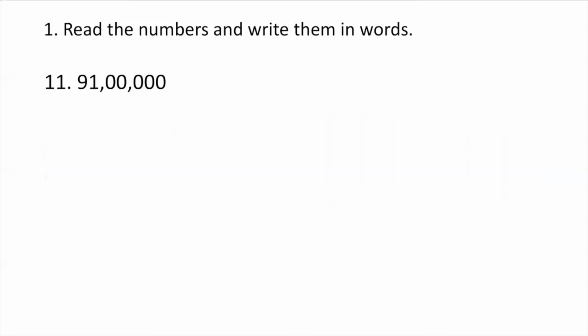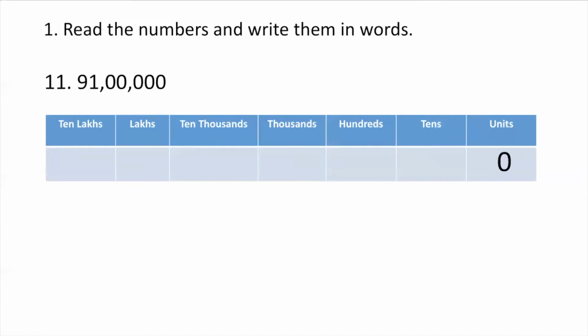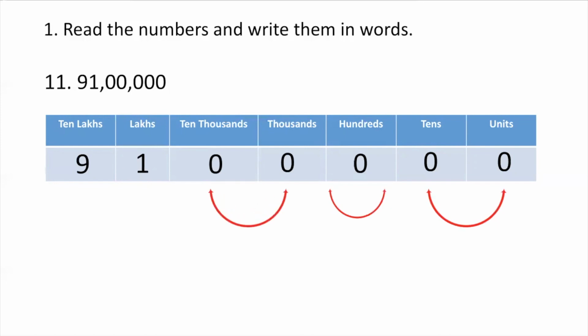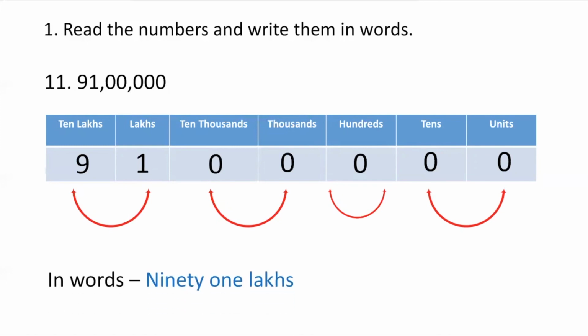11th sum. In this number, we see we have units place 0, tens place 0, hundreds place 0, thousands place we have 0, 10,000s place we have 0, in lakhs place we have 1, and in 10 lakhs place we have 9. So we break this number into 4 different parts. Units and tens together, hundreds place, 1,000 and 10,000 place together, lakhs and 10 lakhs place together. So the number goes as 91 lakhs.